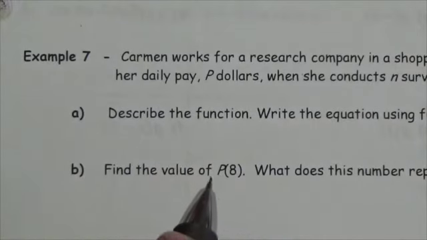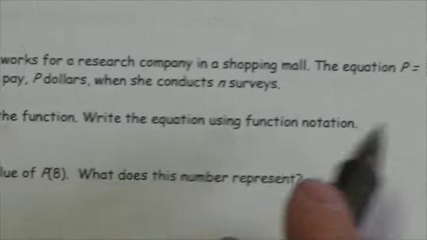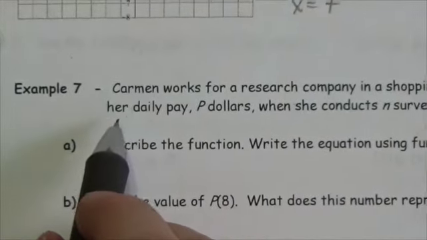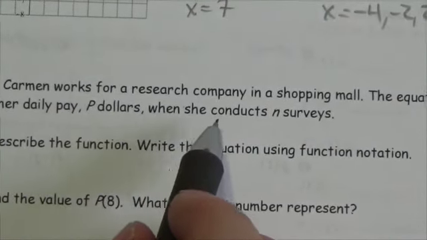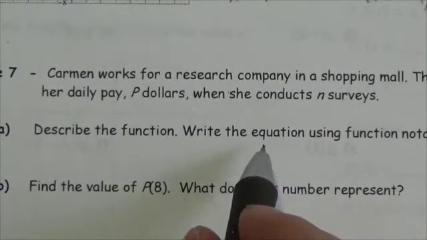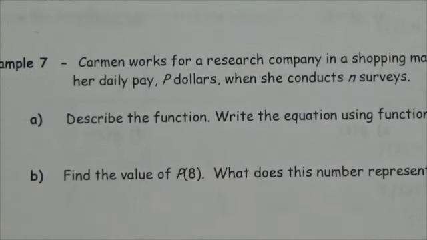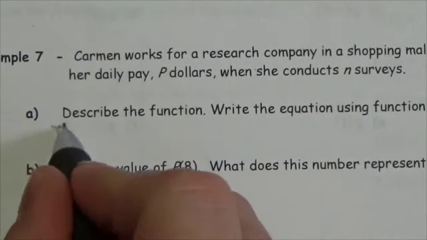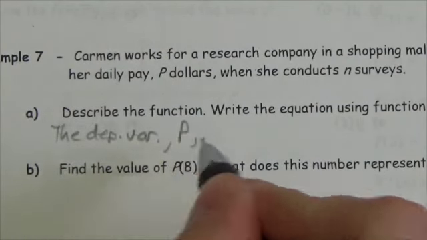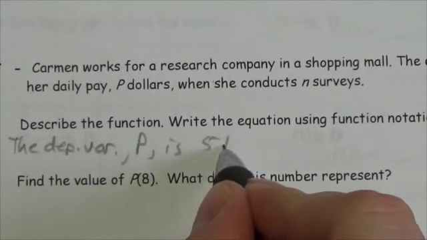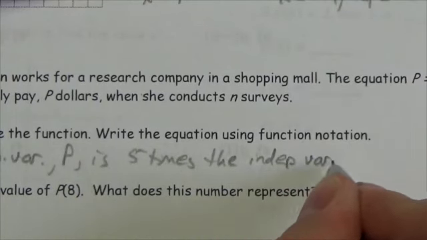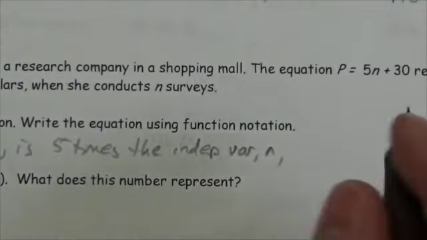Okay, let's take a look at this next example here. Carmen works for a research company in a shopping mall. Okay, the equation P is equal to 5n plus 30 represents her daily pay, P dollars, when she conducts n surveys. So describe the function here. Okay, write the equation using function notation. Okay, so the function relation that we've got here is the dependent variable. And in this case, the dependent variable is going to be her pay, is 5 times the independent variable, which in this case is n, okay, plus 30.